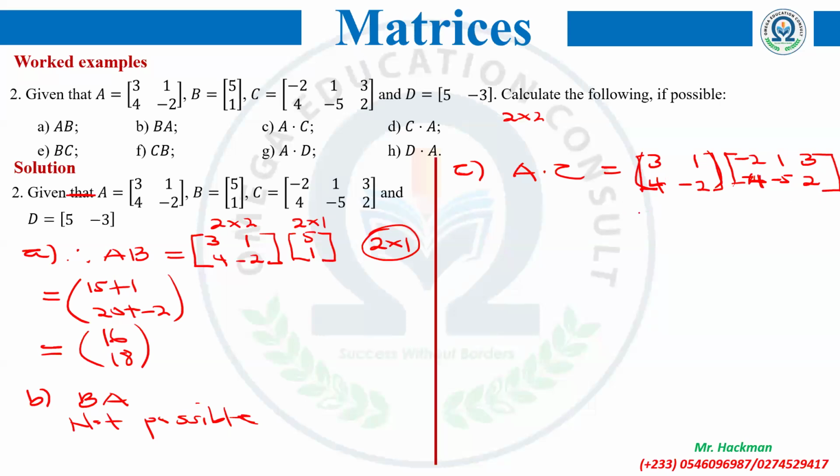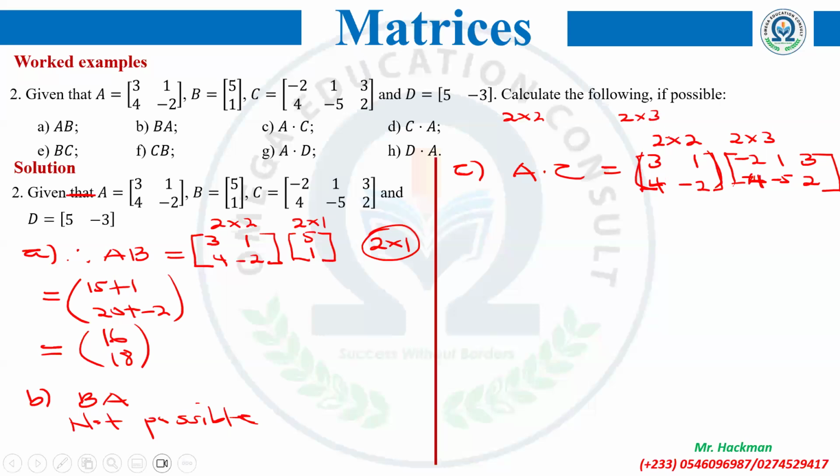So now let's go. This is of order 2 by 2. We all know our usual A. What is the order here? 2 by 3. Would the product be possible? Yes, very good. And what will be the order of the product? 2 by 3.